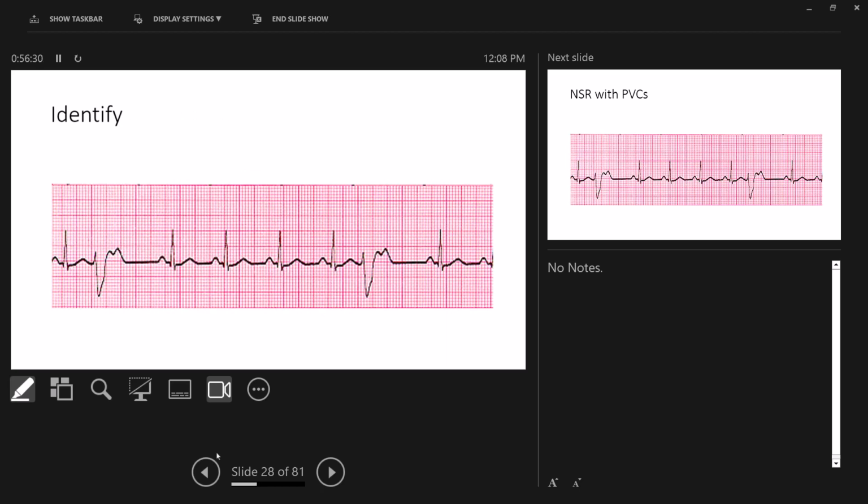Rate. Okay. Rhythm. It is irregular, right? Okay. There's some periods of regularity, but there's something in there that's making it irregular. P waves. Do you see them? Okay, they're there, except when they're not. All right. What about the PR interval?